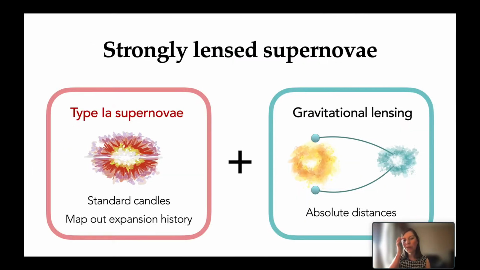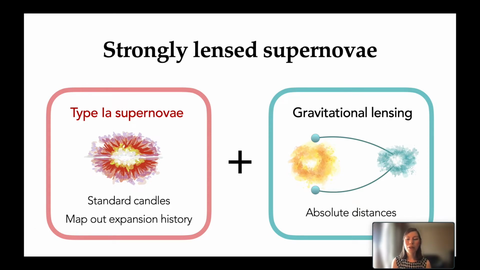And I would like to focus on a combination of transients and gravitational lensing, so strongly lensed supernovae. Type 1a supernovae have already been used extensively in cosmology to map out the shape of the expansion history because of their standard candle nature. And gravitational lensing is useful because it allows us to calculate the matter distribution in the universe and absolute distances. And when these two things are combined together into lensed supernovae, they're especially powerful.